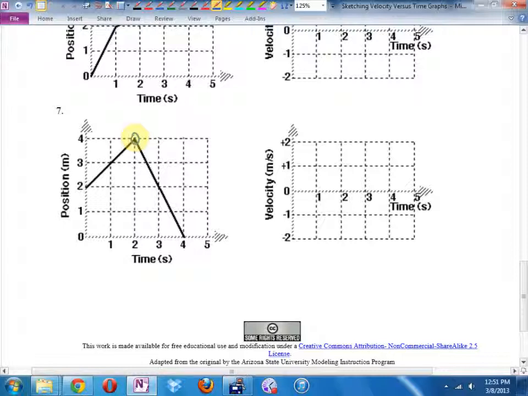I think. What's the slope of this first section here? Well, what's the rise? What's the run? Hey, what's 2 divided by 2 in your head, please? No calculator. So for the first 2 seconds, how fast are you traveling? 1 meter per second.